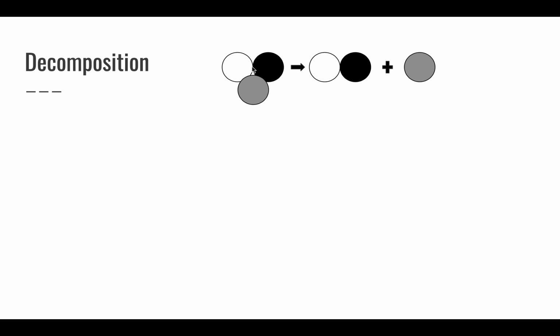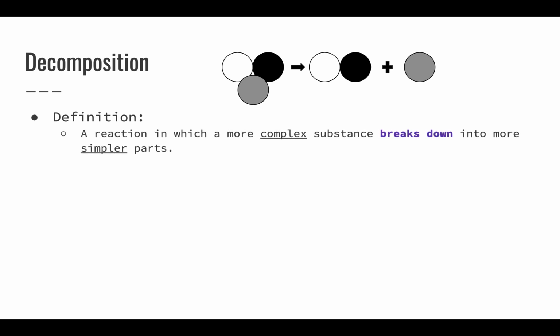So we have this compound with white, black, and gray. Decomposition happens and it splits up. That gray got separated from that compound, so it decomposed from the white and black circles. Okay? The definition of decomposition: a reaction in which a more complex substance breaks down into simpler parts. So there's going to be a lot of breaking down in decomposition.